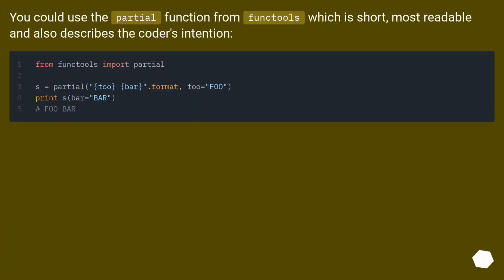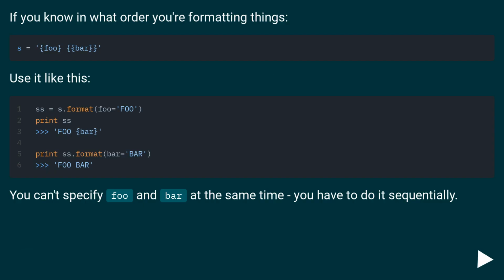You could use the partial function from functools, which is short, most readable, and also describes the coder's intention. If you know in what order you're formatting things, use it like this. You can't specify foo and bar at the same time. You have to do it sequentially.